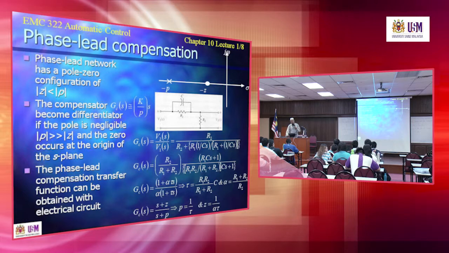If the pole is negligible, that means the location of the pole compared to this one is much, much bigger. Basically, it's far away here. Of course, last time when we talked about the third pole, we said that if the pole location from the imaginary axis is very, very far, the effect is negligible, right? So if this pole is located far away here, basically the effect on the response can be negligible, okay?